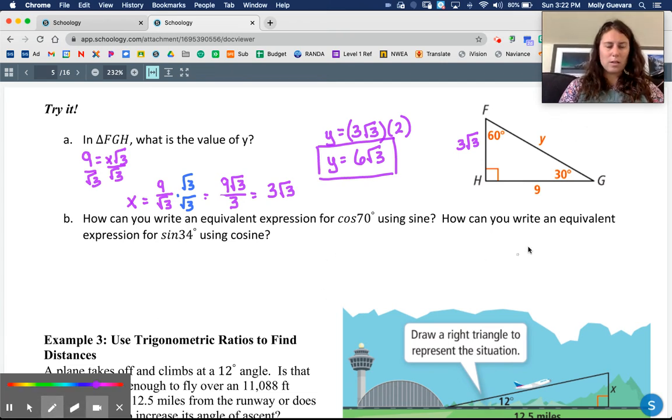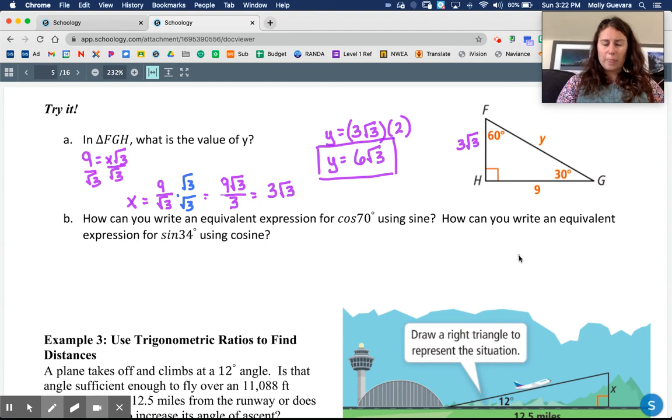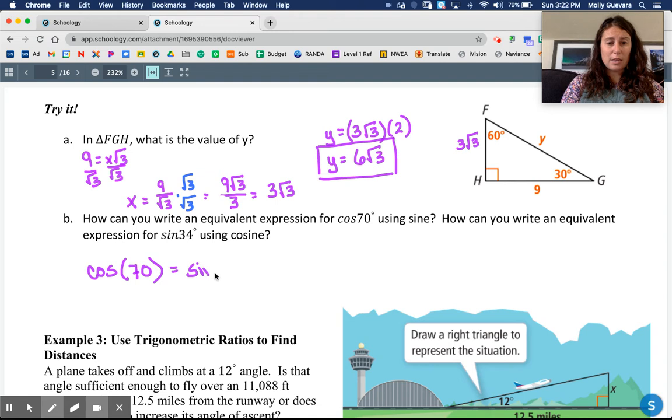Okay. So for B, even though it's a try it, we're just going to do it. Unless you want to pause it and try it, which, of course, at any point you can always pause and try something. B says, how can you write an equivalent expression for cosine of 70 using sine? So I need to know what is the complement of 70 degrees. So cosine of 70 is going to be equal to sine of the complement of this. Well, what plus 70 gets me 90, right? And it's 20. So there's my answer, sine of 20.